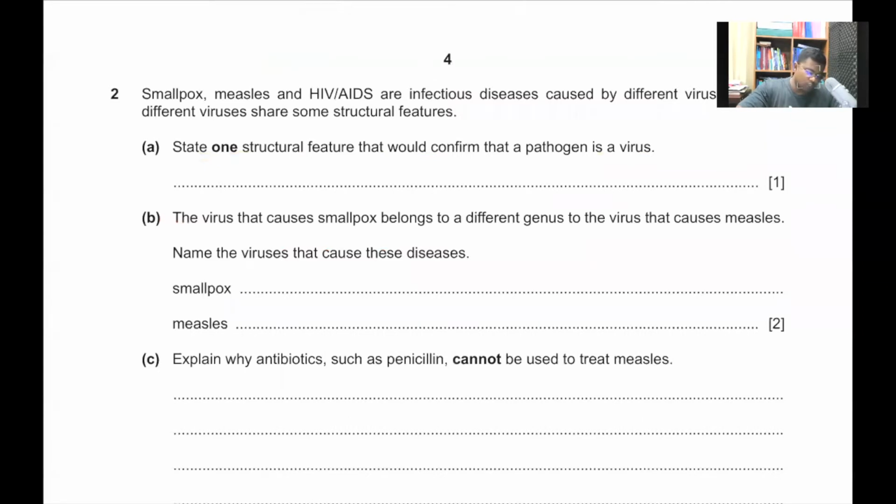Question 2. Smallpox, measles, and HIV/AIDS are infectious diseases caused by different viruses. These different viruses share some structural features. State one structural feature that would confirm that a pathogen is a virus. A pathogen will always contain a nucleic acid core made of either DNA or RNA, and it will have a protein coat.